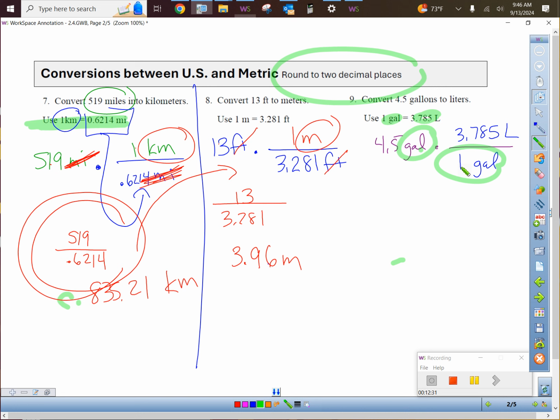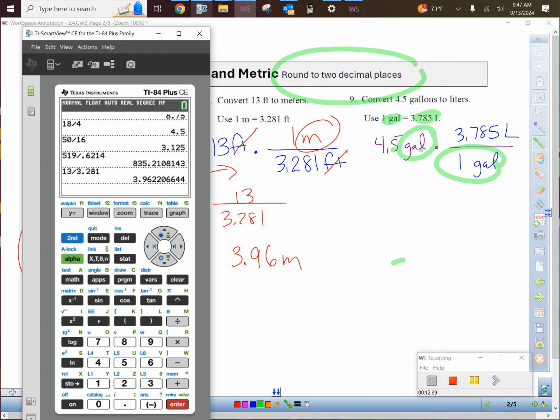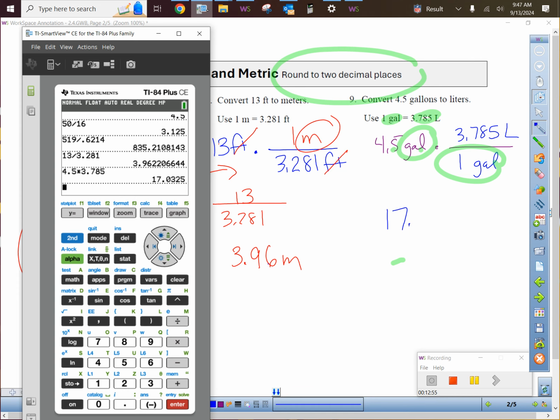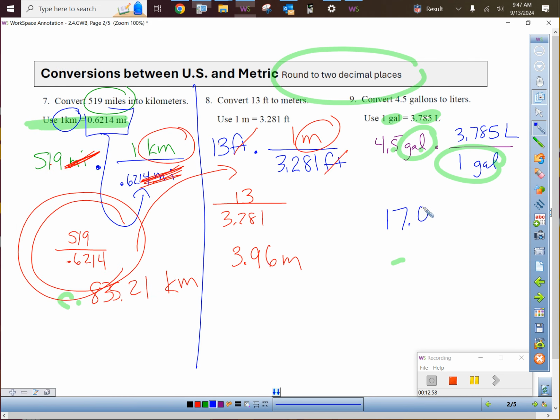Cool. And this shows you need to take 4.5 times that nasty decimal, 3.785. See if you can round that to 2 decimal places properly. I don't know if homework's going to make you do 2 decimal places. Read the question. If it was 1 decimal place, you'd round it the way it's supposed to be rounded too. I got 17.03 liters. You okay with that? Those are 1 move, right?